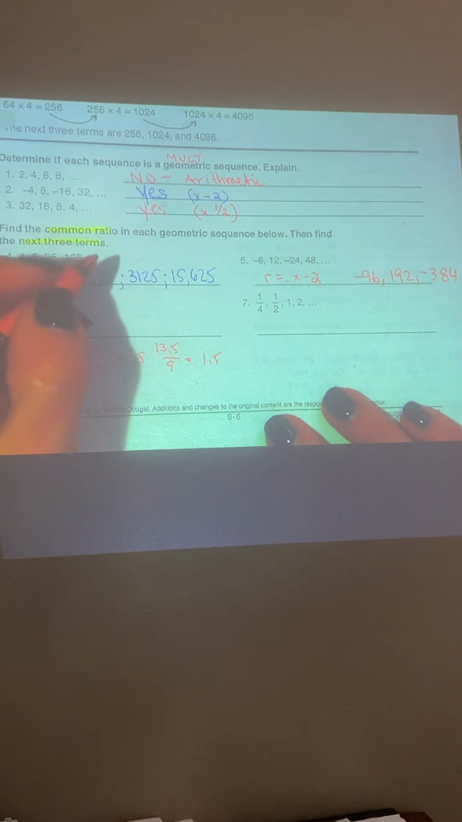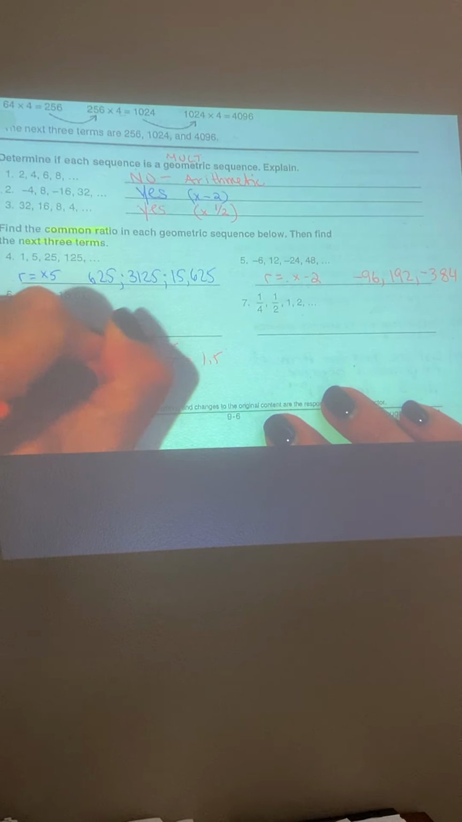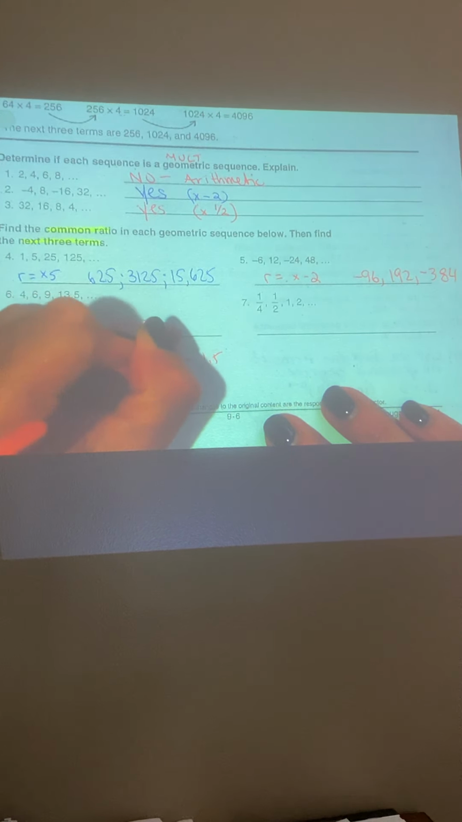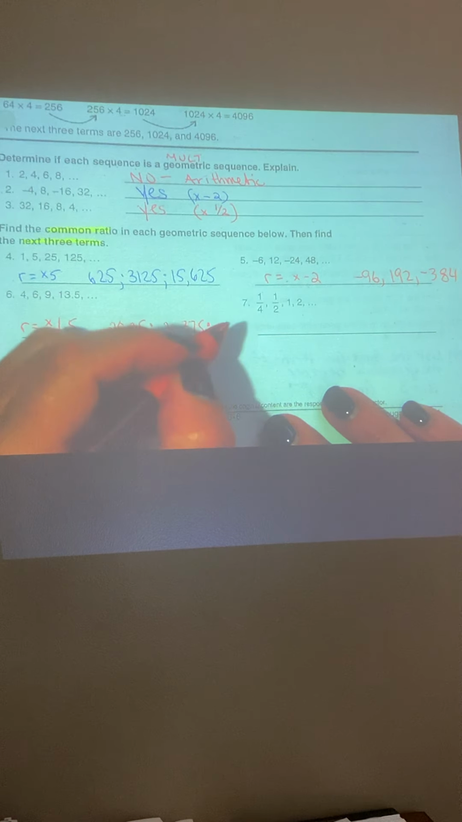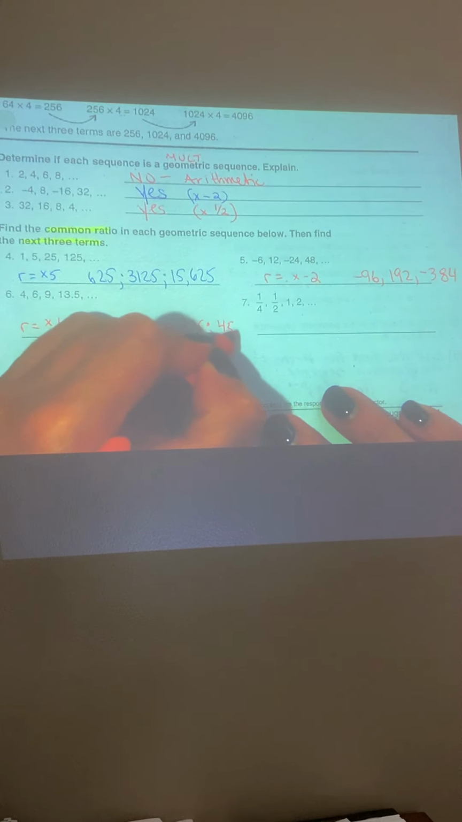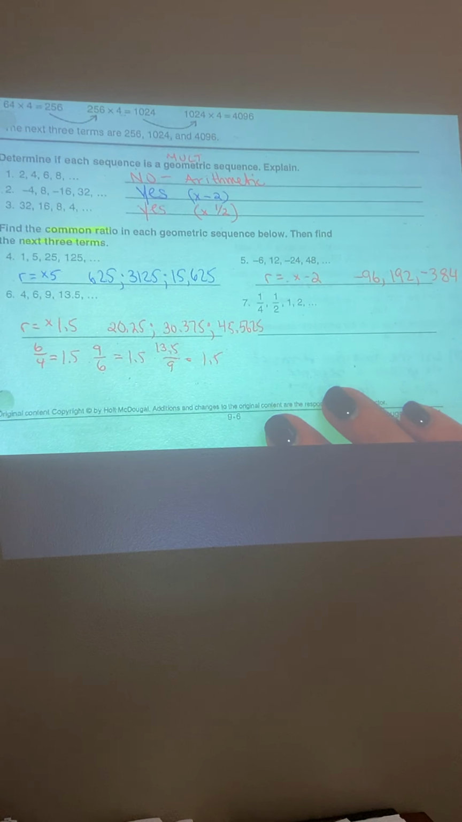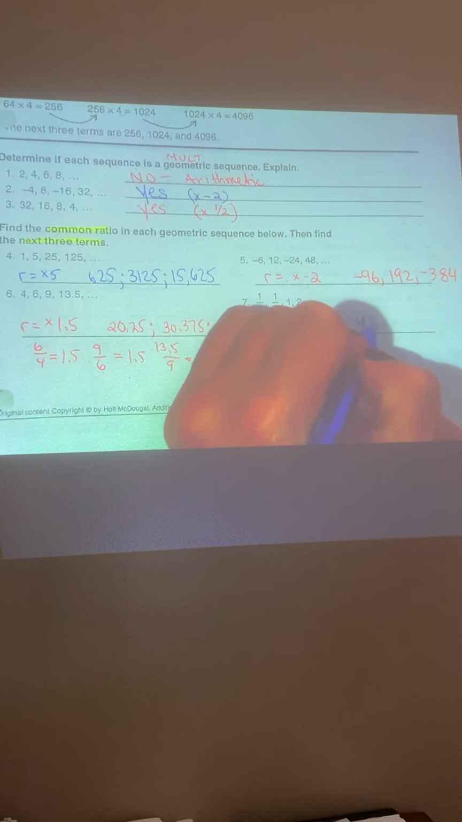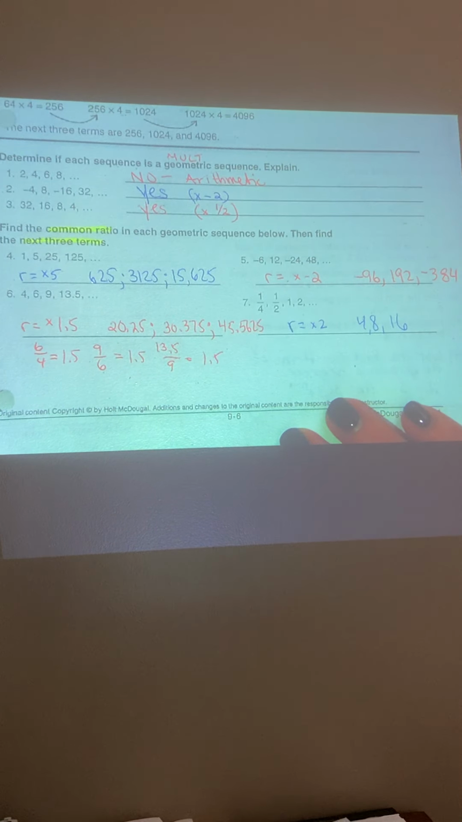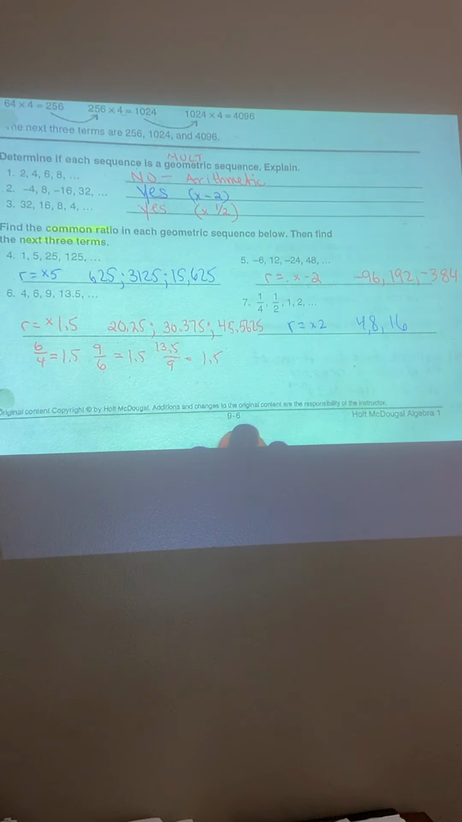All right, next three terms are 13.5 times 1.5, 20.25, 30.375, and then 45.5625. And finally, 1/4, 1/2, 1, and 2. Common ratio is multiplying by 2, which would be 4, 8, and 16. Okay, so again, very easy. You find the common ratio, and then you give the next three terms.